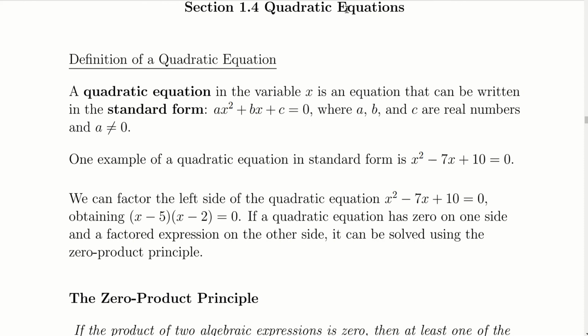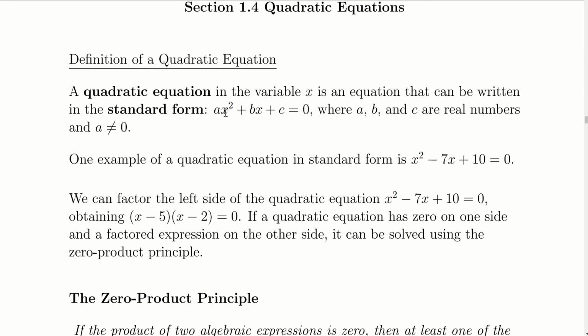In section 1.4, we're going to look at quadratic equations. A quadratic equation in the variable x is an equation that can be written in standard form ax squared plus bx plus c is equal to 0, where a, b, and c are real numbers and a is different from 0. We want the a term to be non-zero so that we do have an x squared term here.